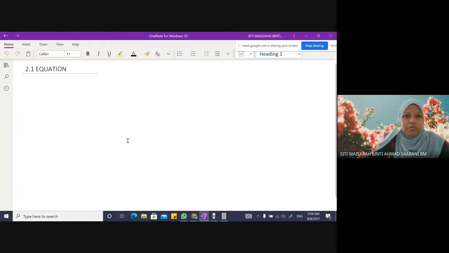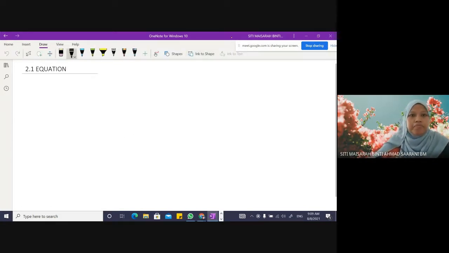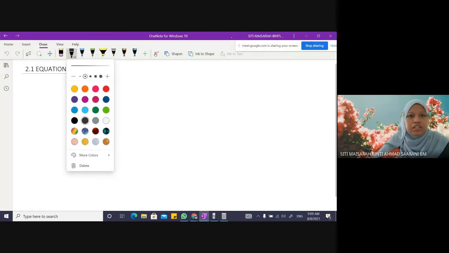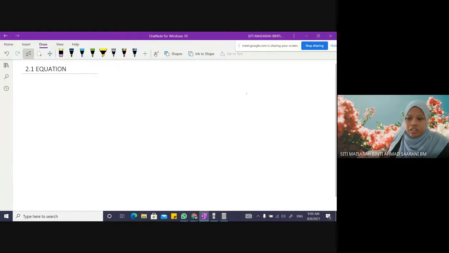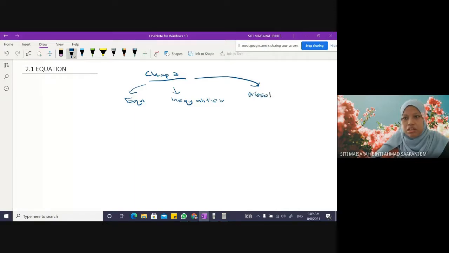For this chapter, chapter 2, there are 3 parts. The first one is equation. The second one is inequality. And then the third one is absolute values. There are 3 major parts. So today I want to discuss equation. This is subtopic 2.1. Inequality is 2.2 and absolute value is 2.3.